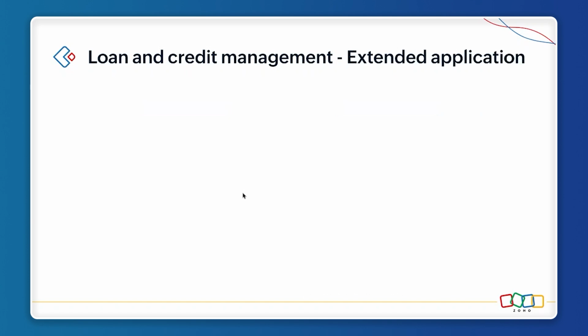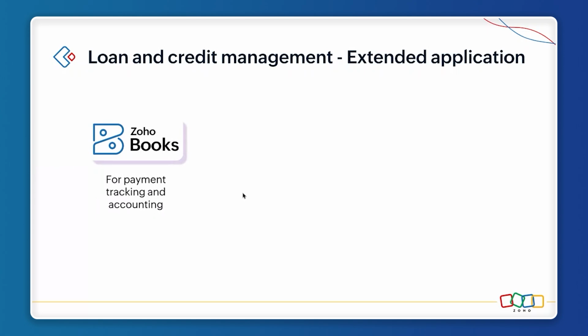Similarly, if I'm trying to integrate my loan and credit management with other Zoho or third-party applications in order to reduce the work, let's say I'm integrating my Zoho Creator account with the Zoho Books account, where I can manage all the payment tracking and accounting. Here I can manage only the EMI calculations and the loan applications. Then I can make use of Zoho Books.